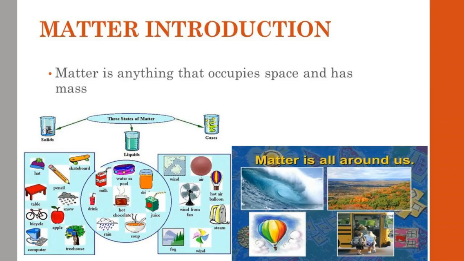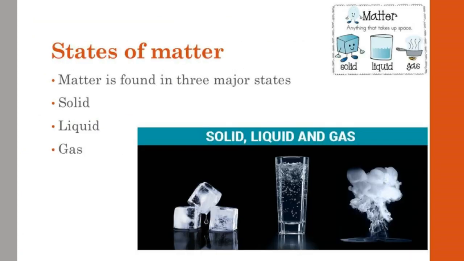Matter. Introduction. Matter is everywhere around us. The air we breathe, water we drink, materials we use. For example, the bag you use, the note, the pen, your pencil, your book, everything is made up of matter. So, matter is defined as anything that occupies space and has mass.